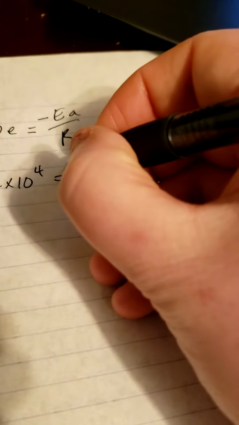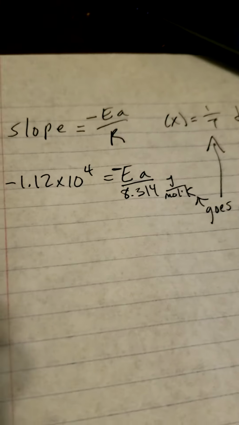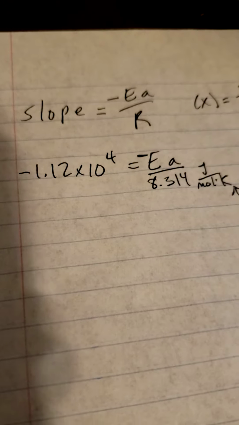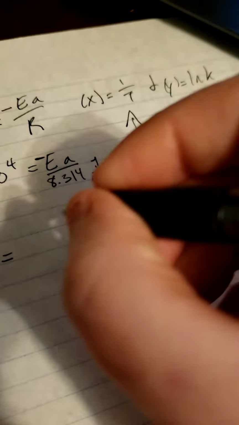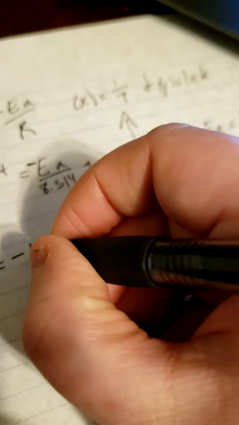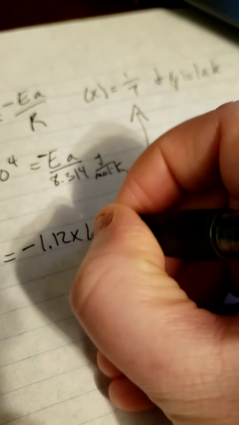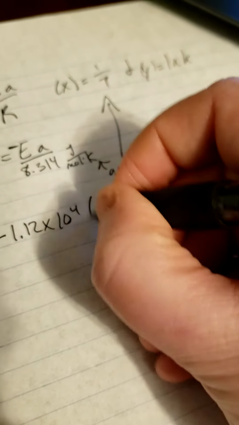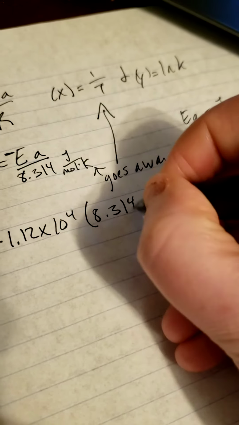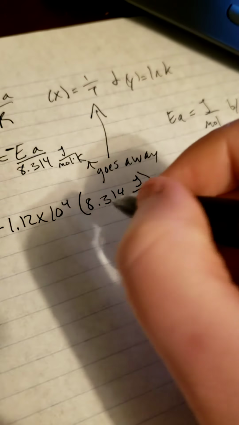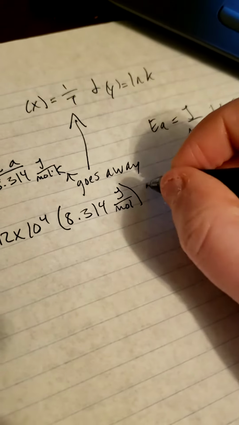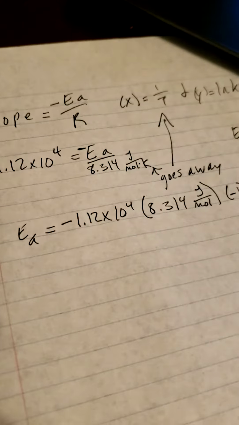And I've already noticed that I forgot my negative here, and some of you may have been squirming to yourself as you're watching it. Where's the negative? That was my bad. So EA then is going to be equal to negative 1.12 times 10 to the 4th times 8.314 joule per mole. Notice I'm going ahead and getting rid of the K, and basically times a negative 1 or divided by negative 1, something like that.